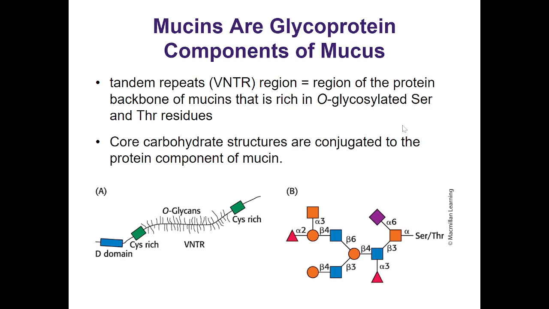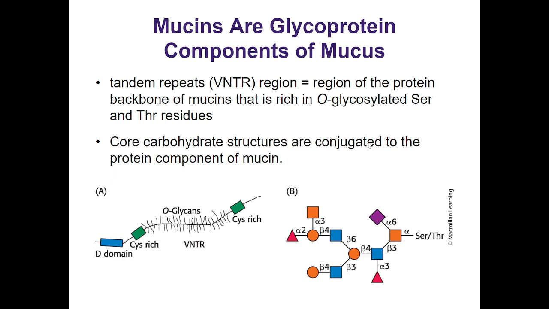Okay, so the mucins, these are going to be glycoprotein components of your mucus. Sounds like a few people have some mucus going on. Yep. So you are fully experiencing these right now. All right, appreciate. Your tandem repeats, VNTR region, the region of the protein backbone of mucins that's going to be rich in the O-glycosylated serine-threonine residues.